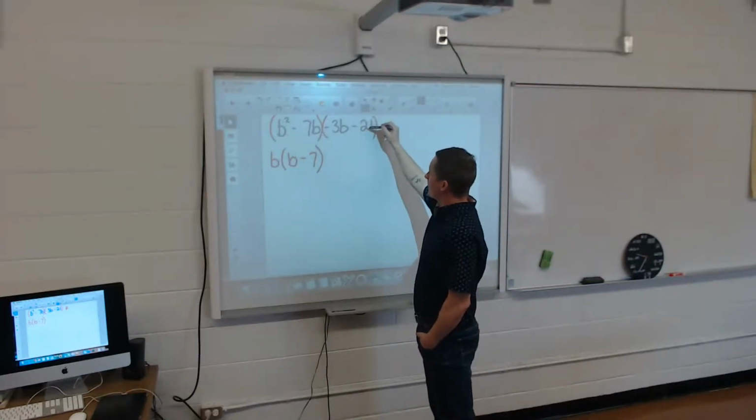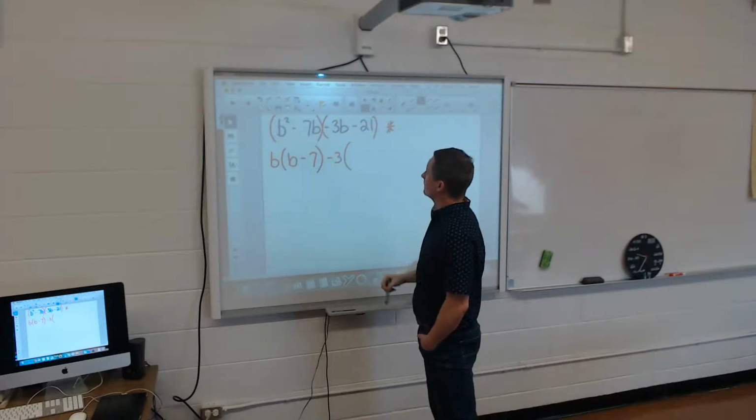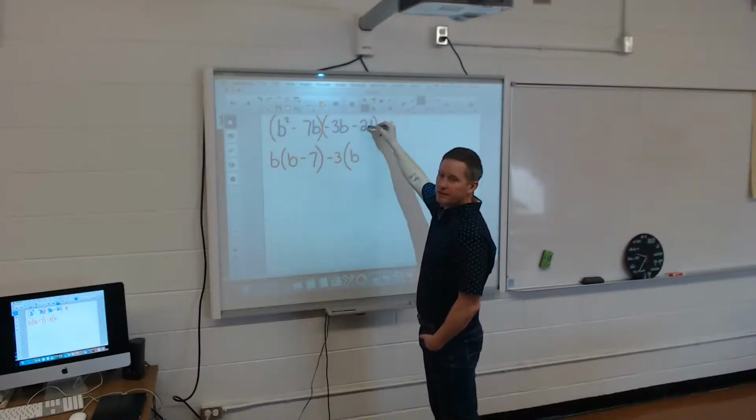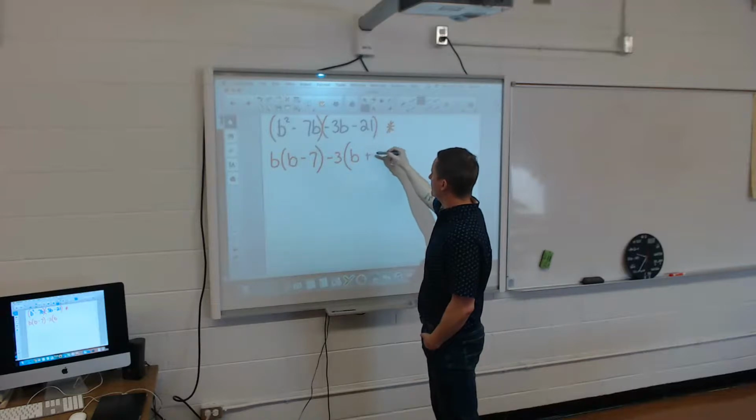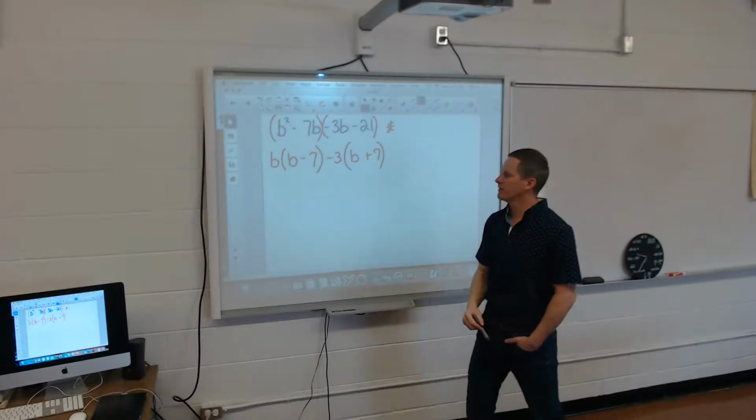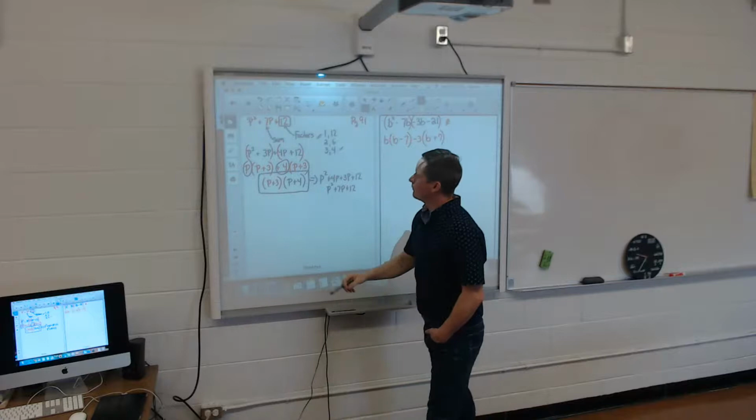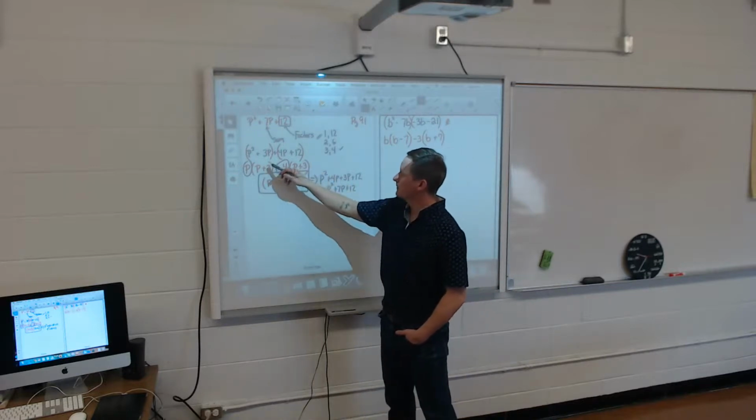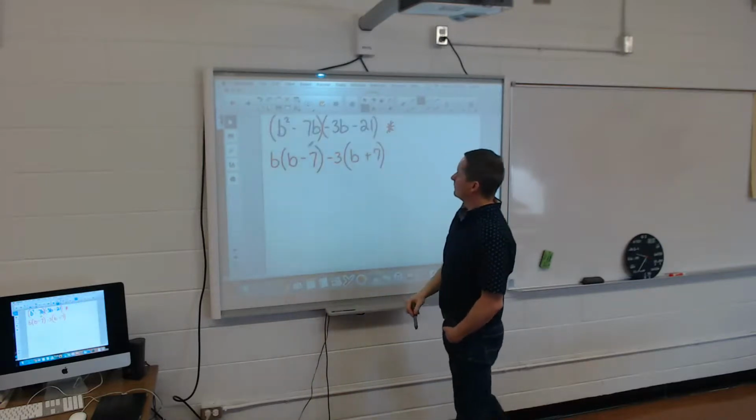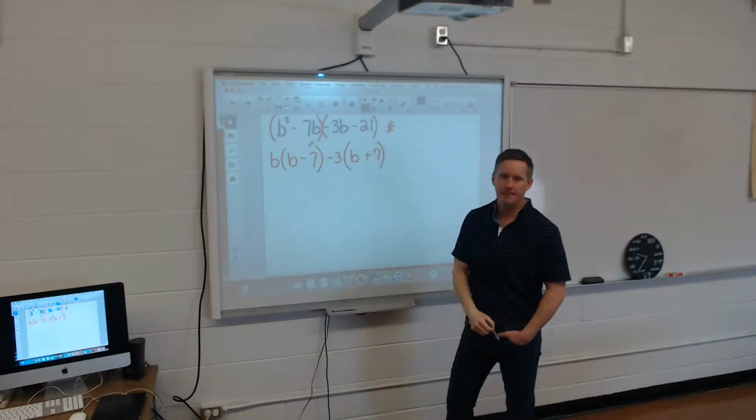Negative 3b subtract 21. I'm going to divide a negative 3 out of here. This divided by negative 3 leaves me with b. This divided by negative 3 leaves me with plus 7. I can't go any further than that. Now I just contradicted myself because over here I said my brackets should be the same. Okay? Well, these brackets aren't the same because I have a subtract 7 and a plus 7.